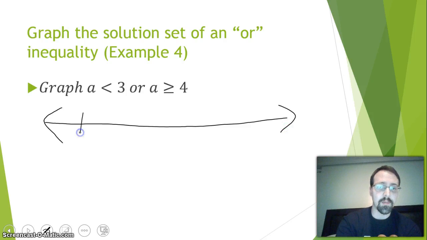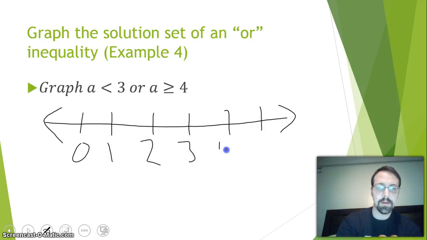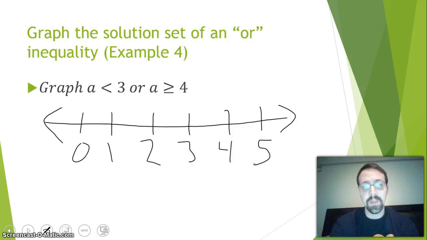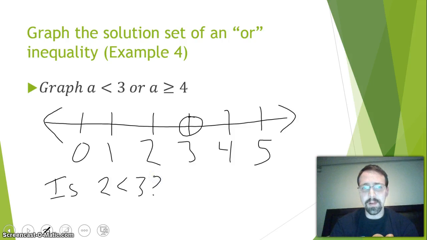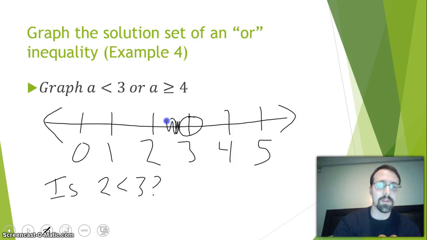This is actually a fairly small graph. 0, 1, 2, 3, 4, 5. All right. So A is less than 3. So I might put my circle on 3. Is 2 less than 3? Is that a true statement? Yeah, it is. 2 is less than 3. So we're going to shade towards the 2.